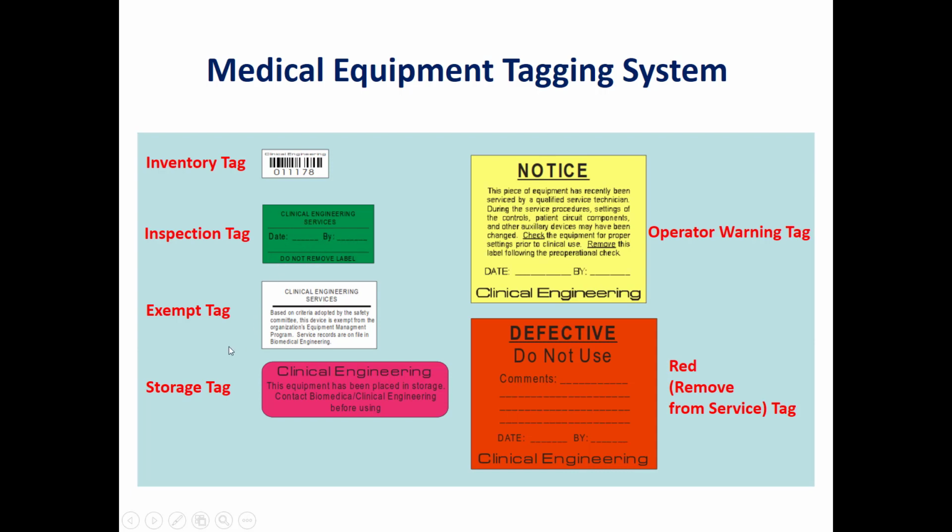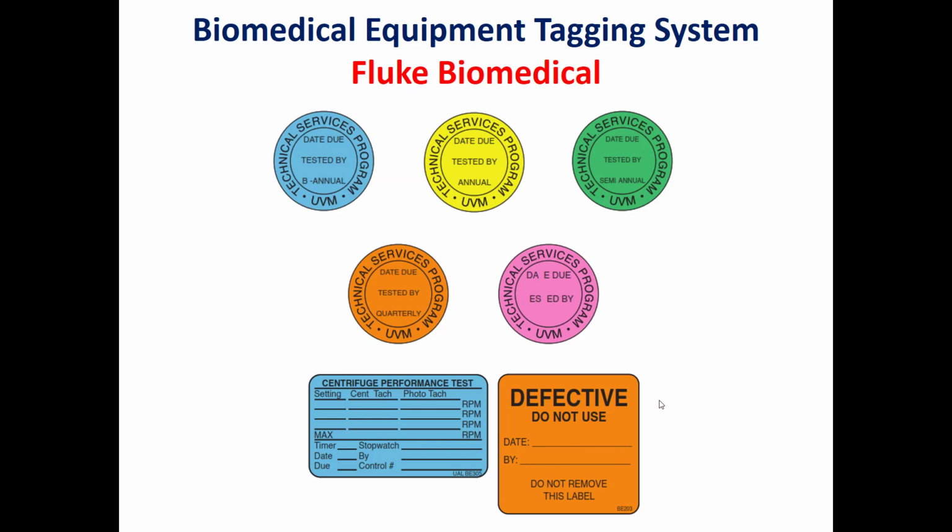An exam tag is used in case this device will not be included in the IPM program. We can also see another type, which is a storage tag. An operator warning tag is here in the yellow color. Another tag is a red tag, or remove from service, used in case of defective equipment which will be removed from service. Here's another tagging system which is used by Fluke Biomedical for different uses.